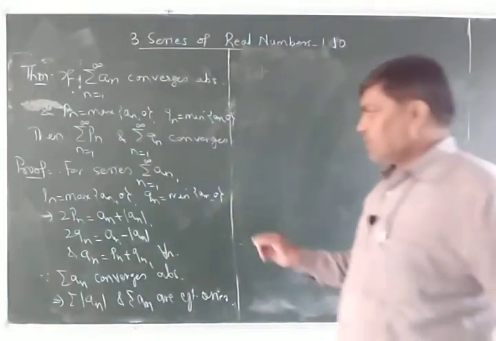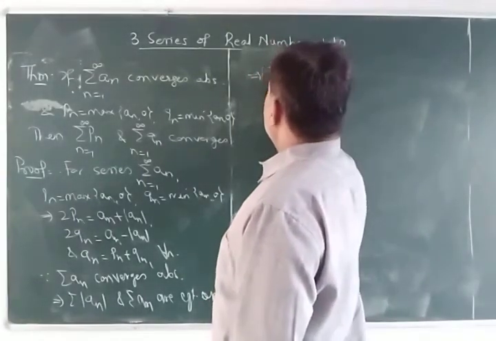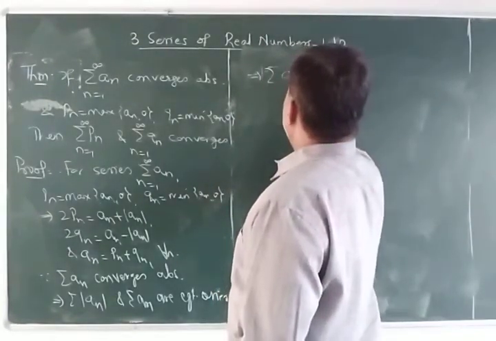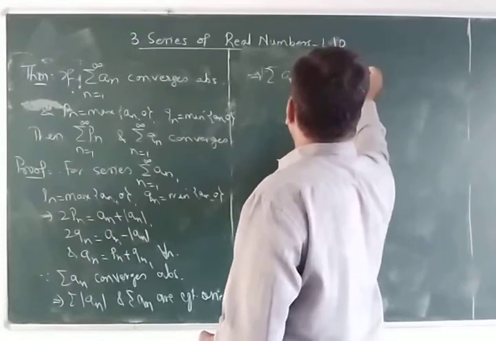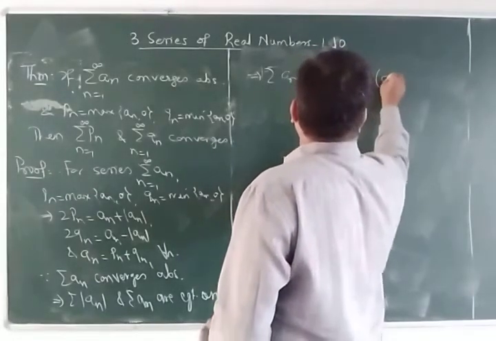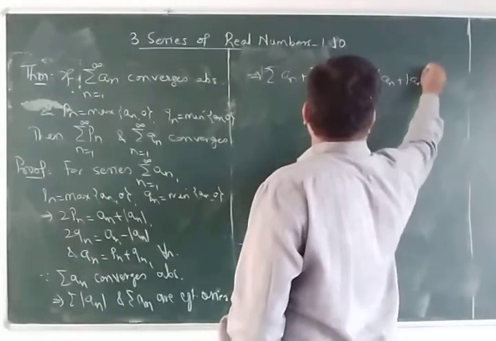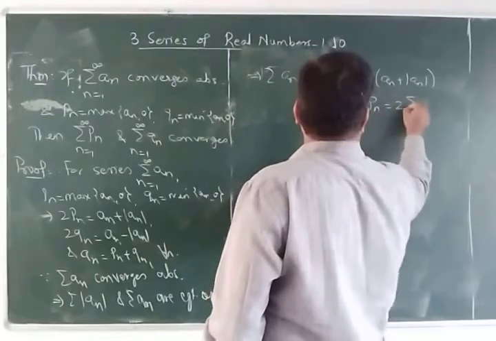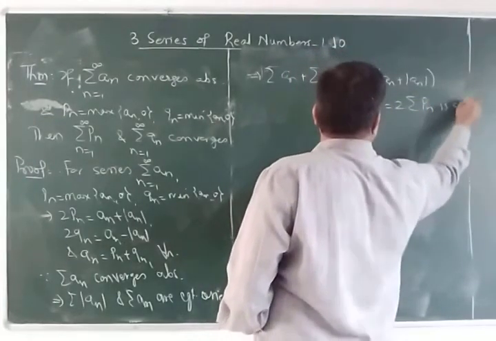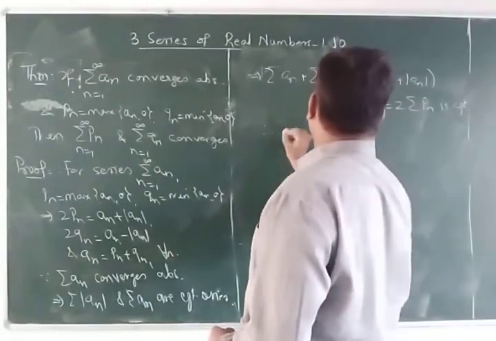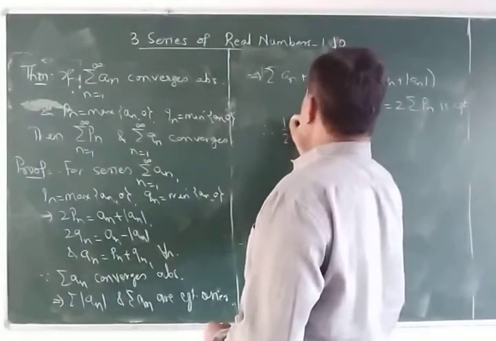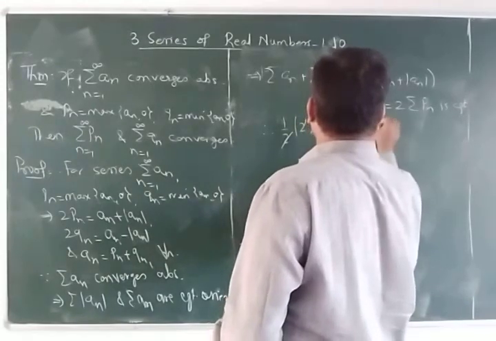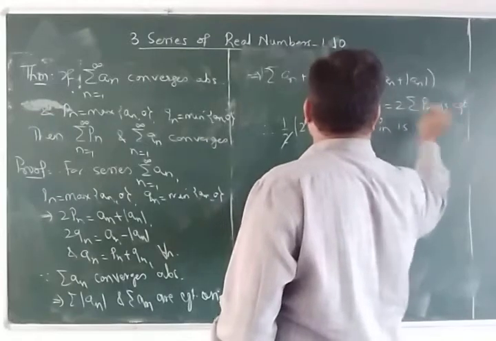the sum of convergent series is convergent, which implies summation of a_n plus summation of mod a_n, which is equal to summation of a_n plus mod a_n, is equal to summation of 2P_n, equal to 2 times summation P_n, is convergent, and therefore half times 2 summation P_n, equal to summation P_n, is convergent. Okay.